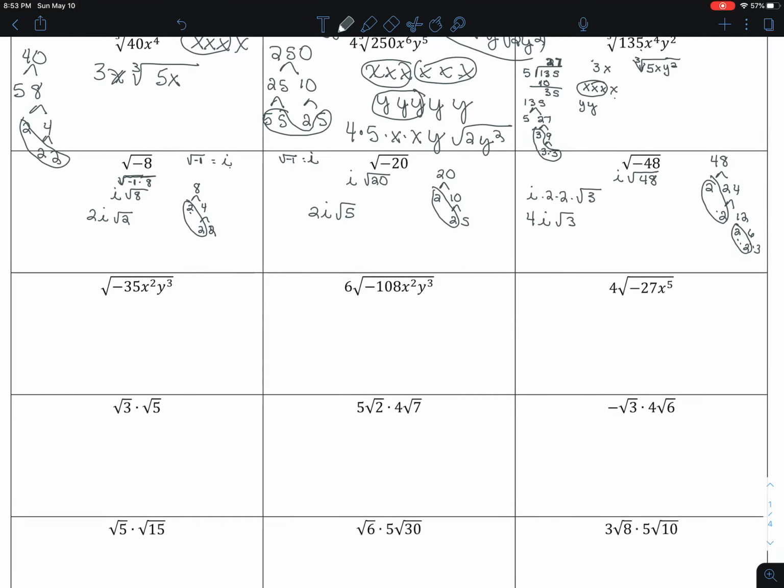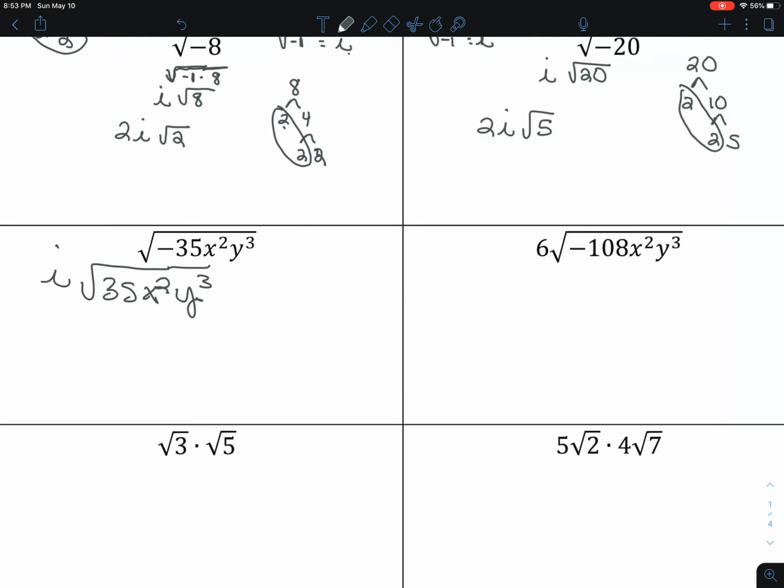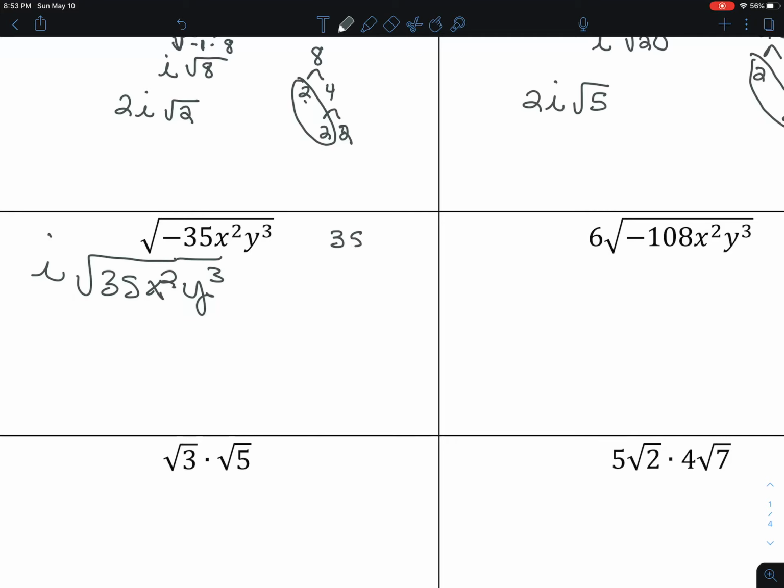Okie dokie, welcome back. So we know this is going to be i square root of 35x squared y cubed. Now, 35 is 5 times 7. And there are no pairs there. There's nothing that I can take out. So I can't simplify that any further. So that is just going to remain 35 because there's nothing I can take out. Then I have x squared, which is x times x.